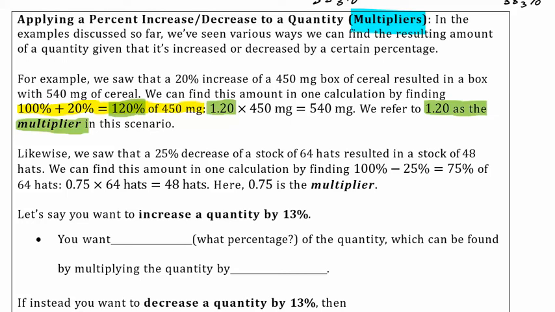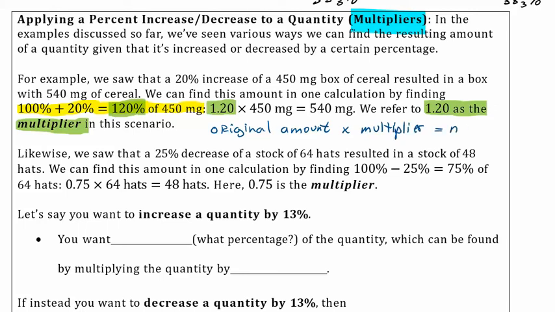We refer to 1.2 as the multiplier in this scenario, because all we have to do is take the original amount and multiply it by the multiplier. This is really important. So we're going to take the original amount, which in this case was the amount of cereal that we had, and we're going to multiply it by the multiplier.